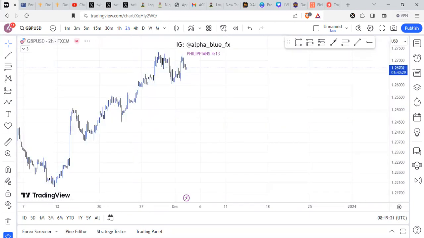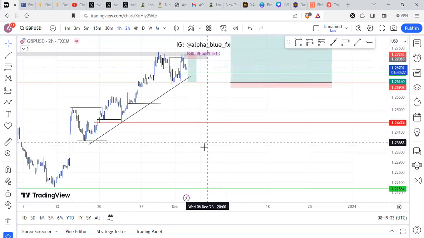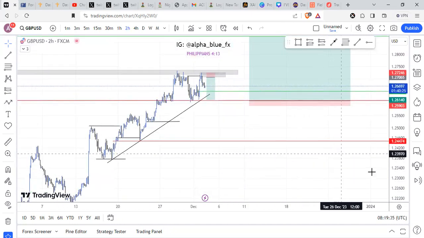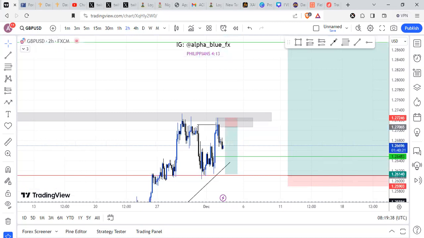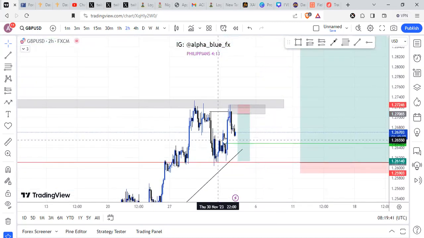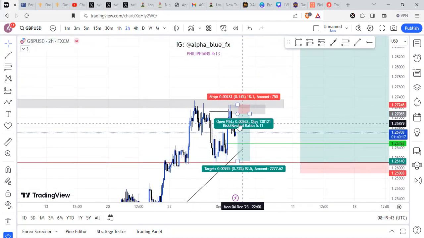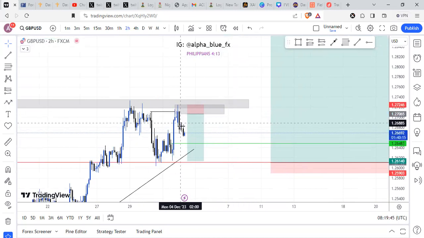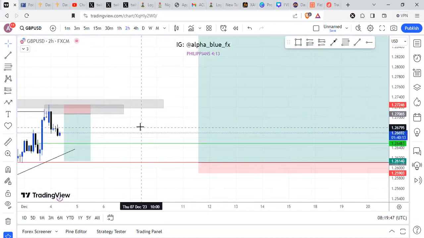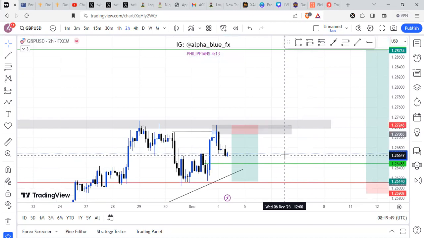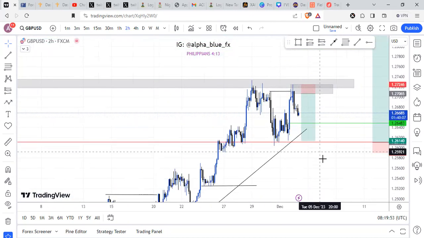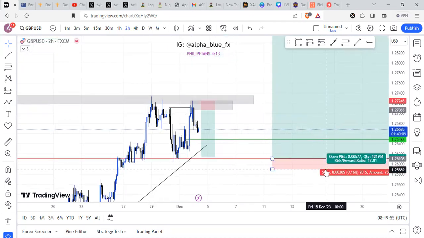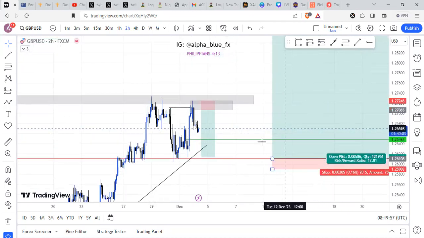Let's go to GBP USD. Now, strangely, GBP USD is doing something quite different from Euro USD. If you notice, Euro USD was very bearish, but GBP USD was bullish just up until now. It's now beginning to get bearish. So my idea for GBP USD is quite similar to Euro USD. I want to sell it all the way down here before I start looking at the buys.